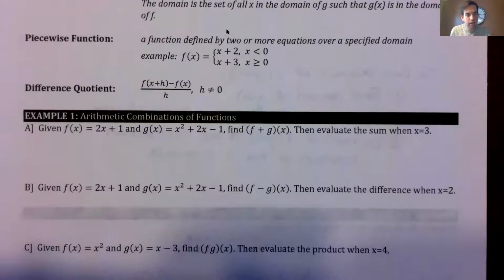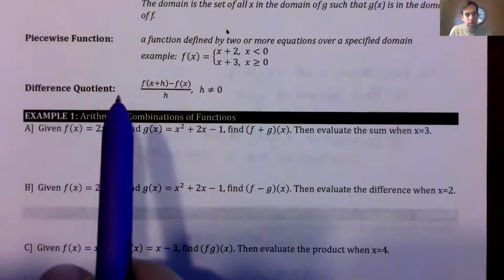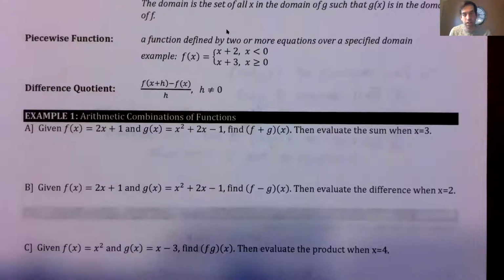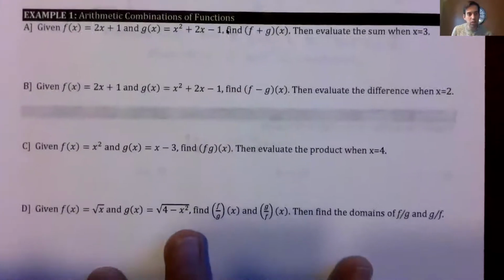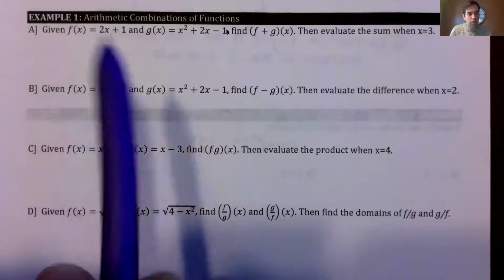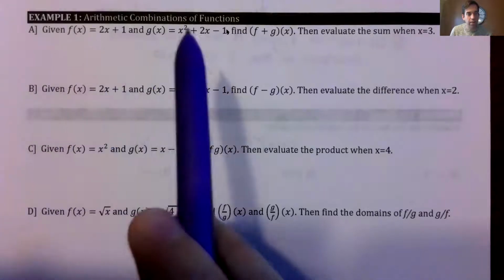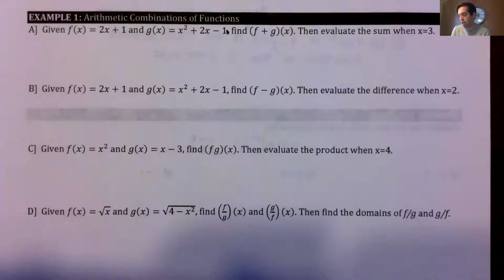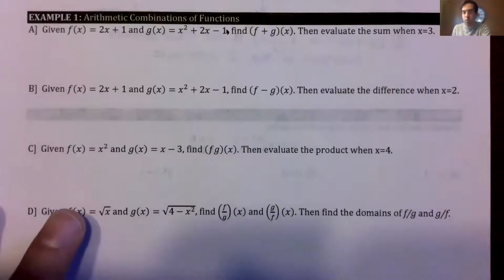And today, something brand new is going to be this thing called the difference quotient, which is key in calculus, but we're going to see it and preview it today. So let's take a look at example 1. Arithmetic combinations of functions. In letter A, we're given f of x and g of x, and we're supposed to find f plus g of x, and then evaluate the sum when x equals 3.